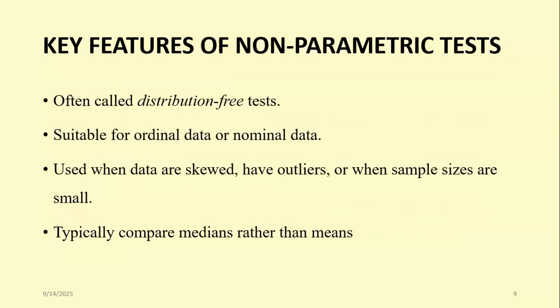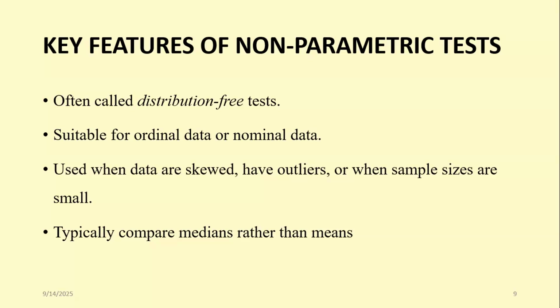Then non-parametric tests. Non-parametric tests are called distribution-free tests. It means once you run the distribution of the data and you find out that this data is not normally distributed, then you are going to consider non-parametric tests. They are suitable for nominal or categorical data. We said the parametric tests are suitable for continuous data, but non-parametric tests are suitable for ordinal and nominal data.